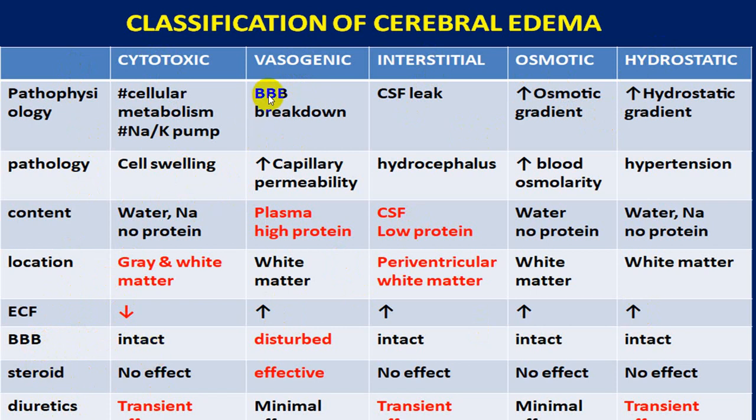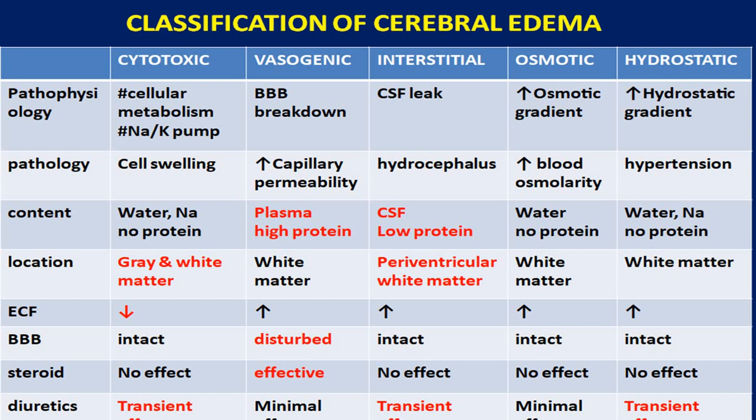Steroids will be effective in vasogenic, but will have no effect in cytotoxic, interstitial, osmotic or hydrostatic. So only in vasogenic can you try steroids. While diuretics will be effective mainly in vasogenic and in the osmotic variety, but with minimal effect. Temporarily, that is for a transient period, in cytotoxic, interstitial and hydrostatic, diuretics may be helpful. So it is a very transient effect.